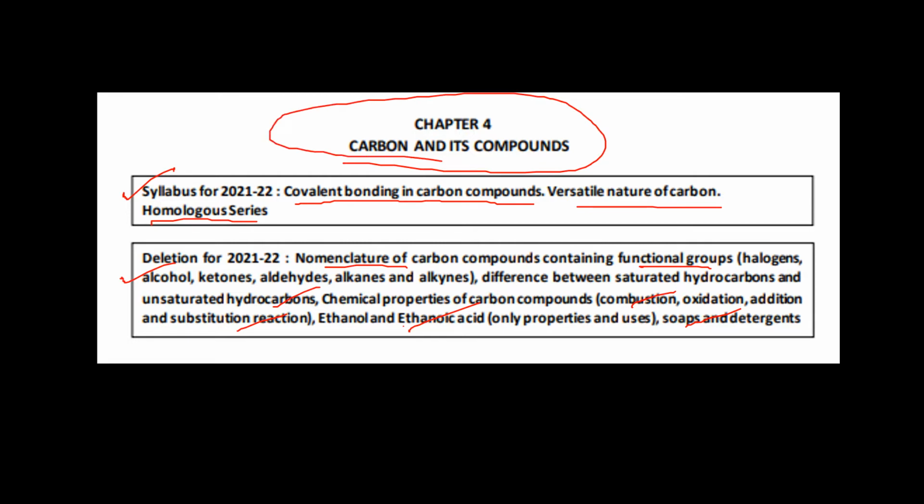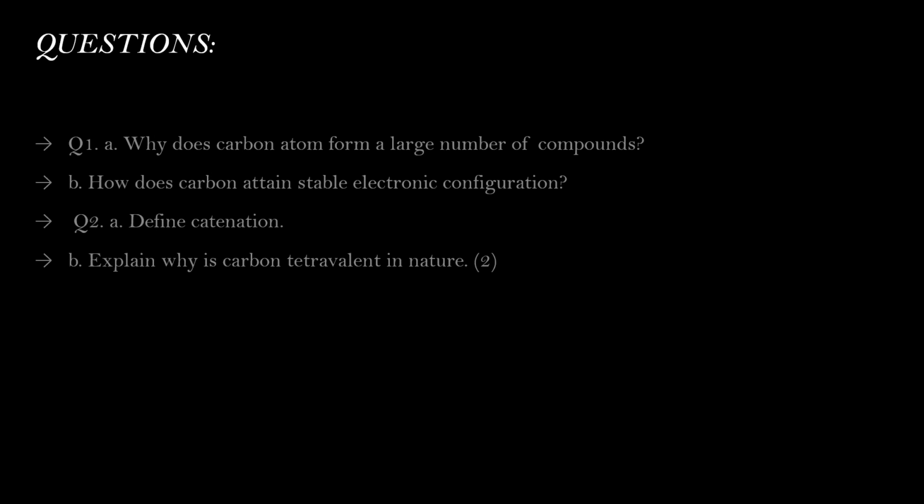Okay, so let's discuss without wasting much time. My plan for today's session is to discuss some questions and then solve them. The first question is, why does carbon atom form a large number of compounds? And the subpart is, how does carbon attain stable electronic configuration? The second question is, define the term catenation. Explain why carbon is tetravalent in nature.